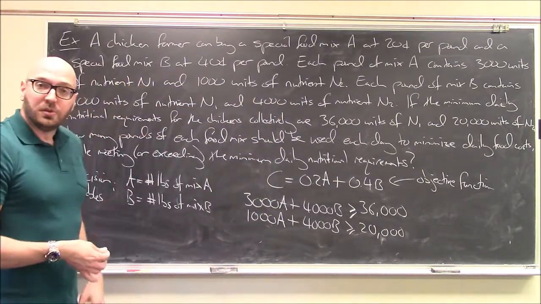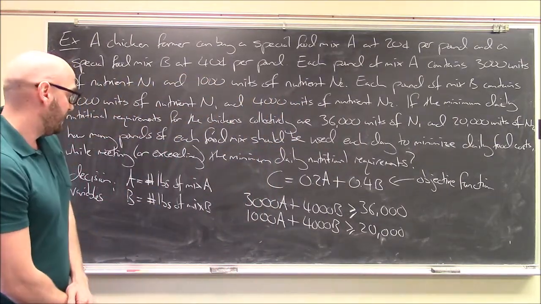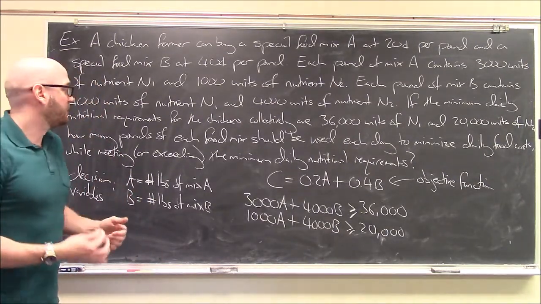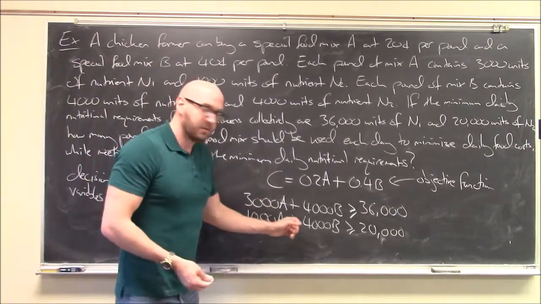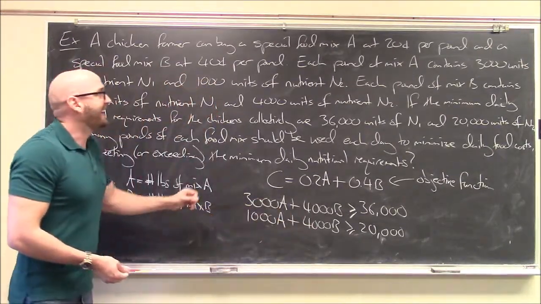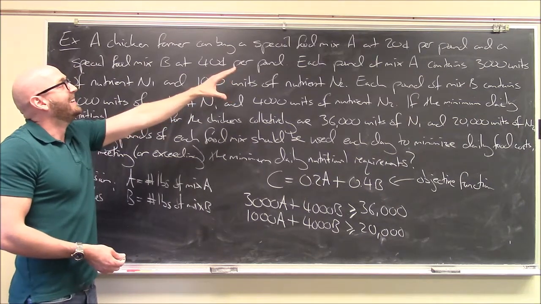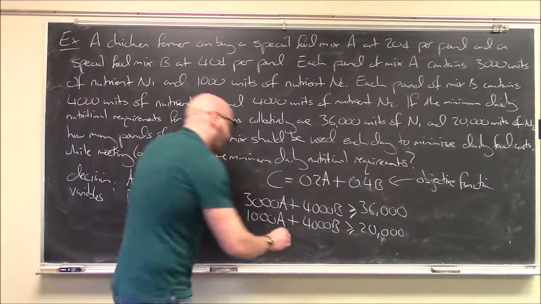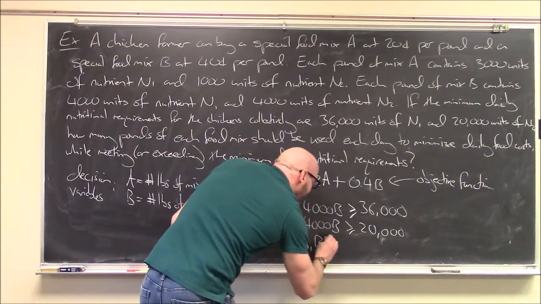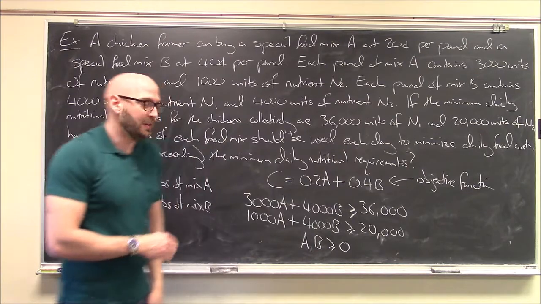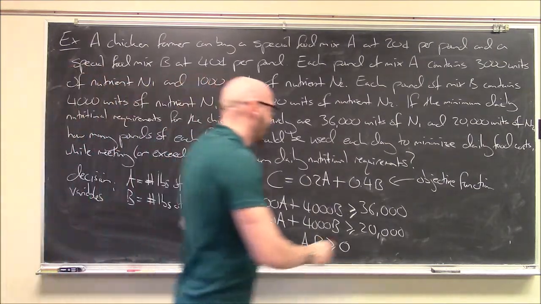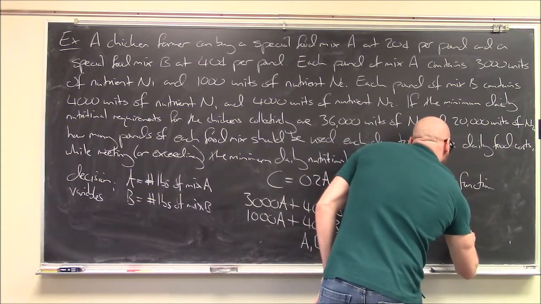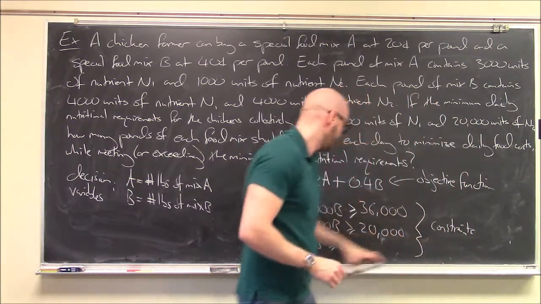So those are our only two constraints that we're given, but remember we always need our non-negative constraints. The way this works into a real-world problem is, of course, I can't give them negative units of food, right? I can't give them minus 10 pounds of special mix A. So we also have that A and B have to be at least as big as 0. And this is it. This is our problem constraints.